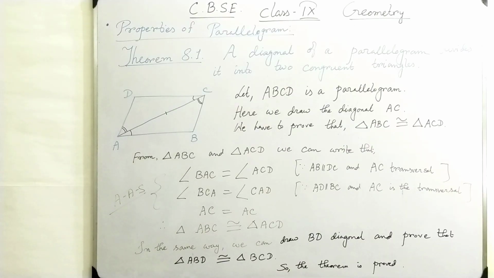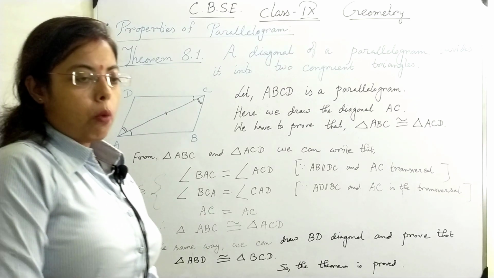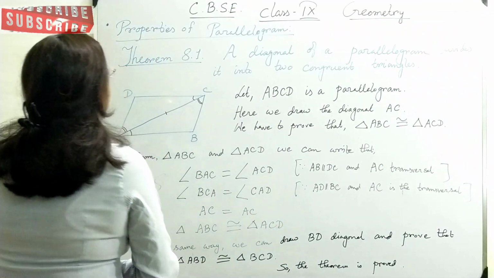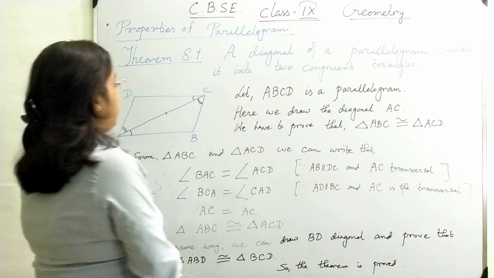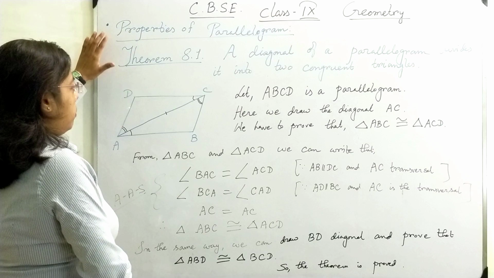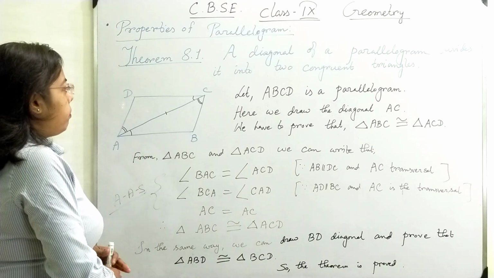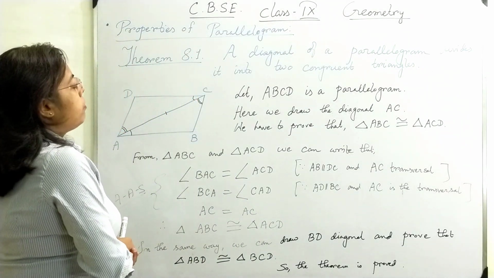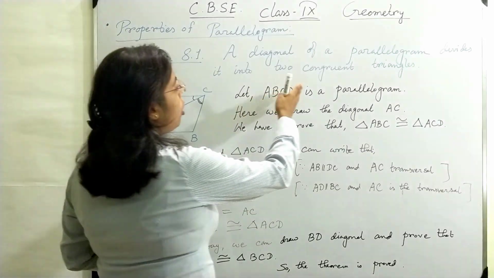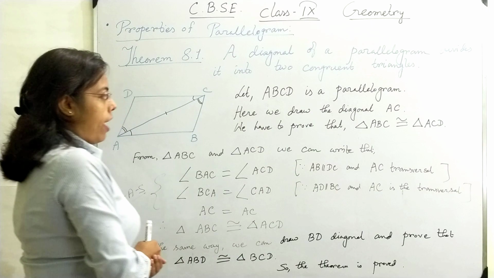Okay. Now we will learn about the properties of a parallelogram. There are so many properties of a parallelogram. Now we are going to prove theorem number 8.1. Look at the board. Properties of a parallelogram. Now there are so many properties of a parallelogram. The first one is that a diagonal of a parallelogram divides it into two congruent triangles.